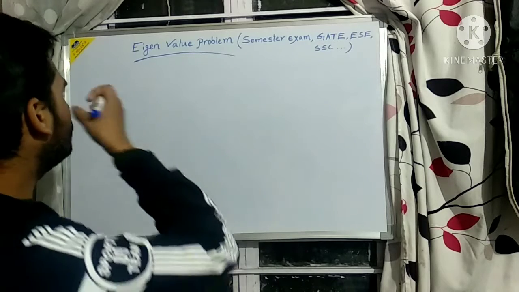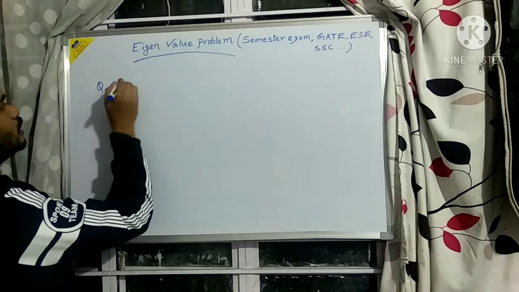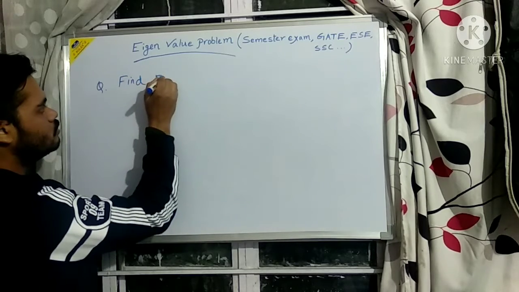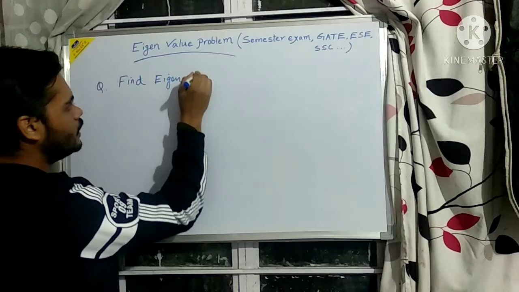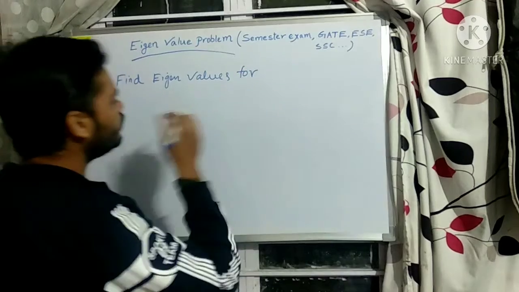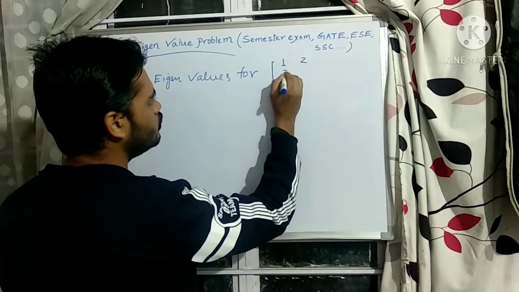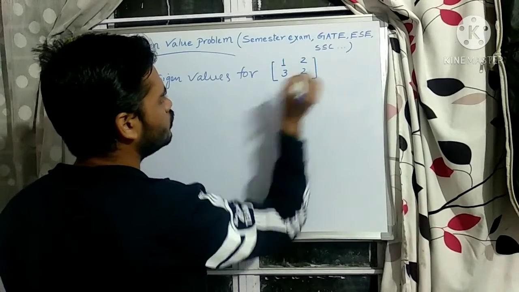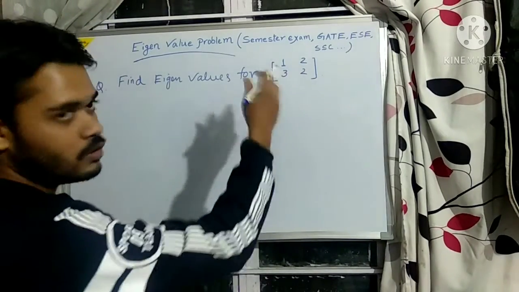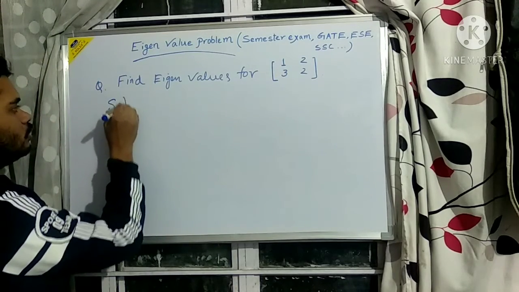Okay, so let me take one question based on eigenvalues. The question is, find the eigenvalues for the matrix 1 2 3 2. So this is a 2 by 2 matrix. We are going to find the eigenvalues for the matrix 1 2 3 2. Okay, so how to solve this? So, solution.